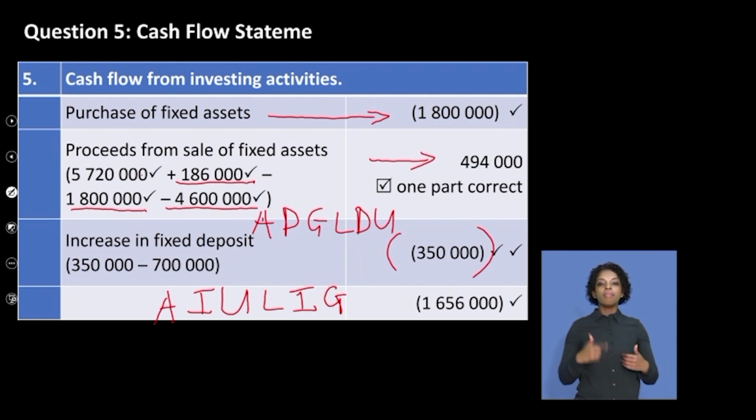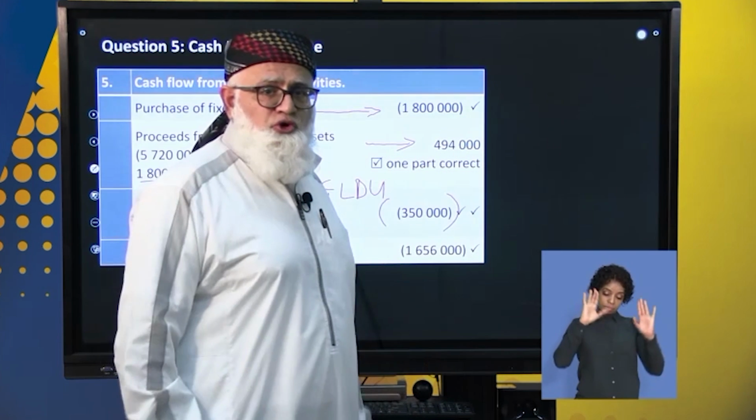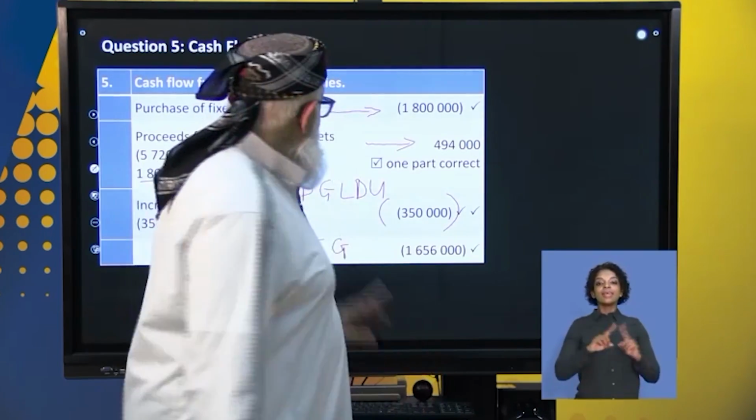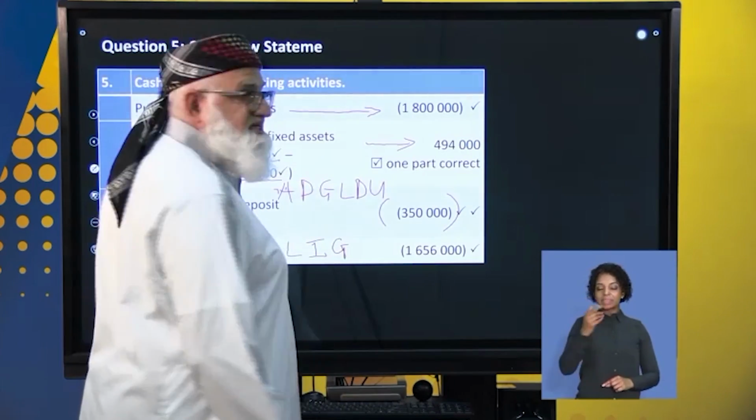I refer to this one here, Edgladu, as the French and the Ayulir as the German. How you pronounce it is absolutely your choice. What you have to know is this is the investing activities.